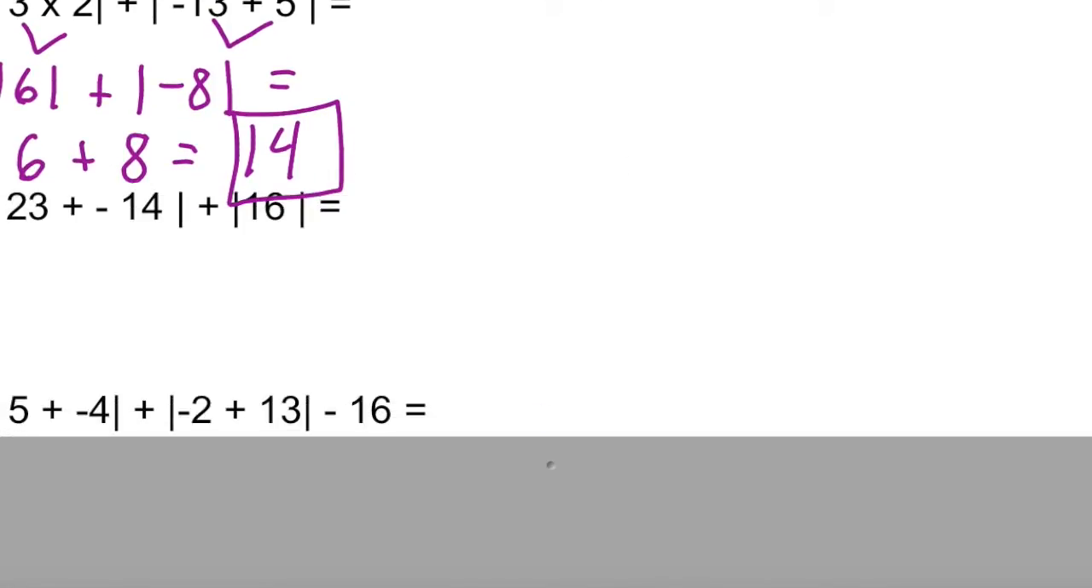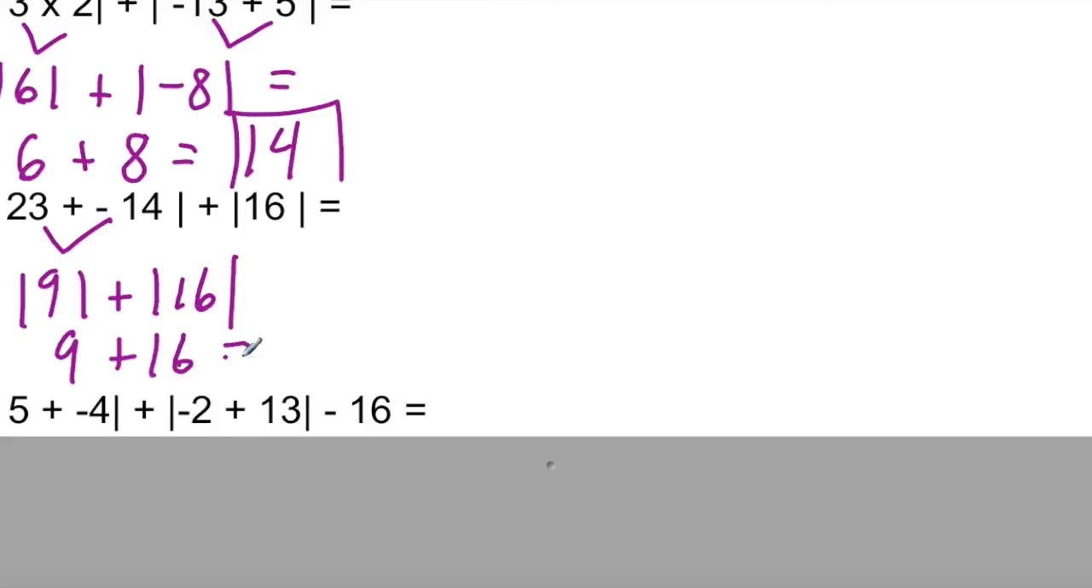In my next example, we're comparing the absolute value of 23 plus -14, and we also have that plus the absolute value of 16. So first thing we're going to do is combine these two values, and pause the video if you already haven't, and we'll go through it together in just a moment. So +23 plus -14 is going to give us an absolute value of +9 plus the absolute value of 16. I have my two absolute values, so this is just 9 plus 16 equals 25.